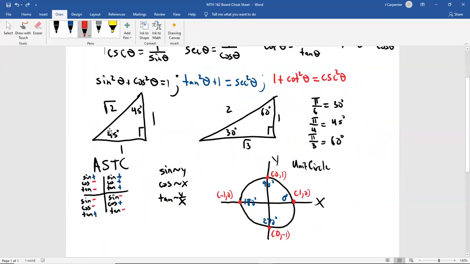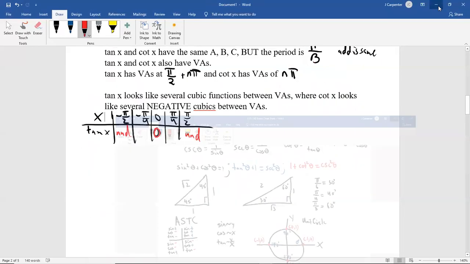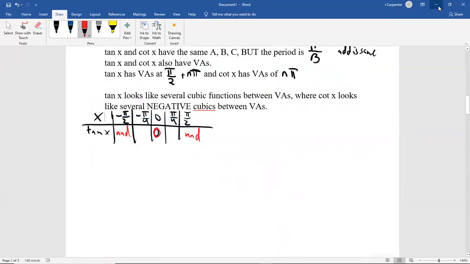So pi over 4 is 45 degrees. Tangent of 45 is 1 over 1. So the tangent of 45 is 1. So this is a positive 1 here. That's positive 45 degrees. Negative 45 degrees, though, puts us in quadrant 4. Tangent's negative in quadrant 4, which makes that a negative 1.